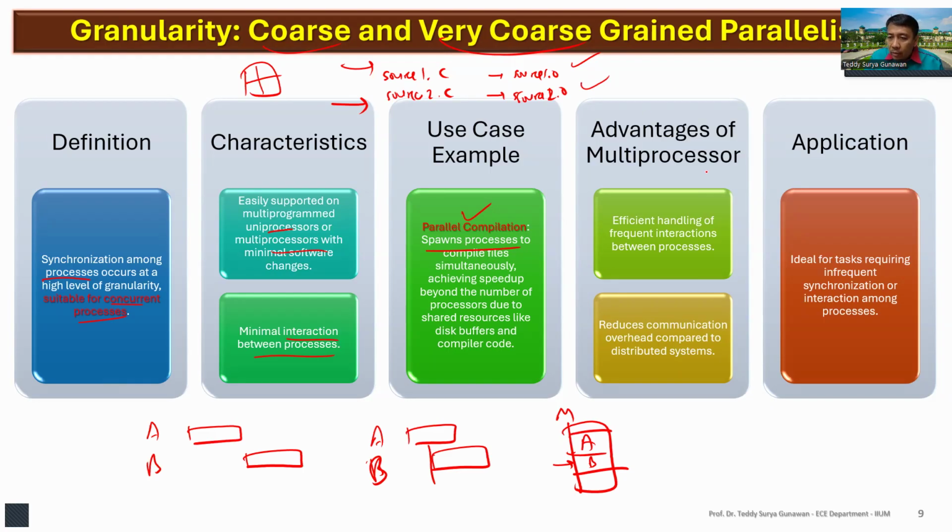The advantage of multiprocessors is efficient handling of frequent interaction between processes, and reduced communication overhead compared to a distributed system. The application is ideal for tasks requiring infrequent synchronization. Remember, because this is coarse grain, you want to minimize the communication. The communication is slow in distributed computing and maybe in multiprocessing, so you want to keep it minimal in order to achieve more speed up. Remember Amdahl's law: when alpha is high, the speed up will be low.